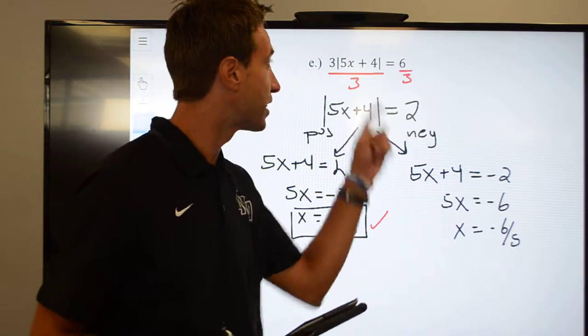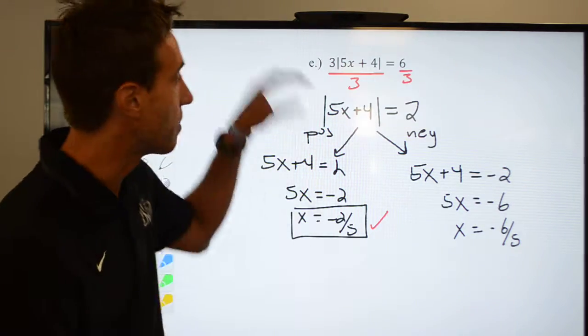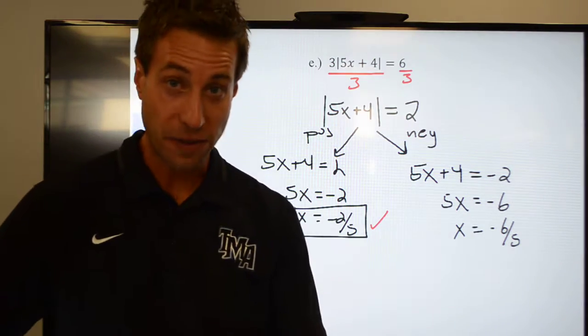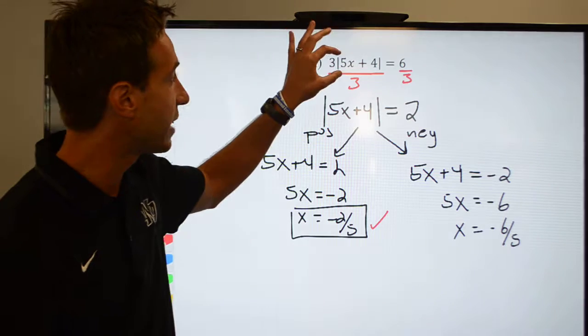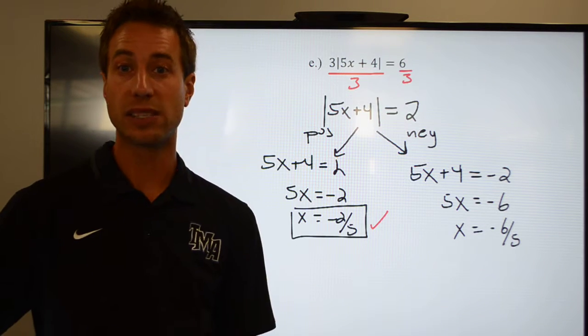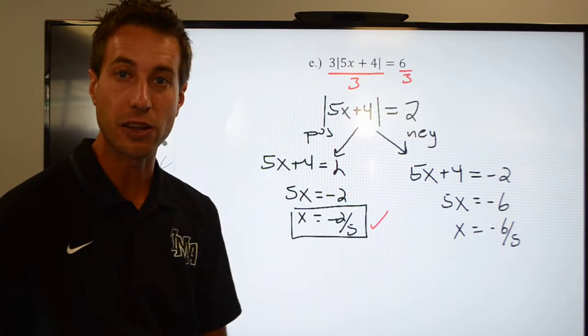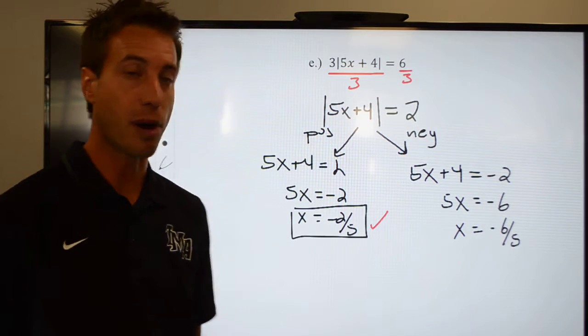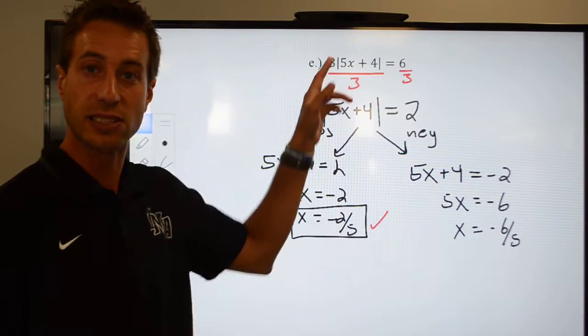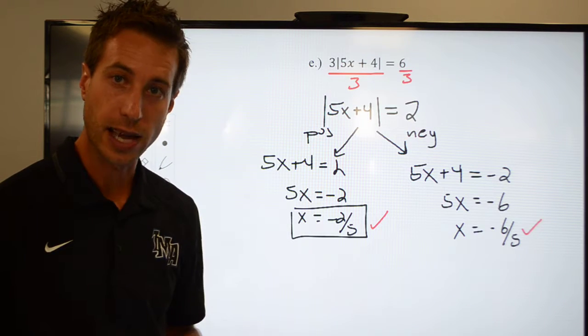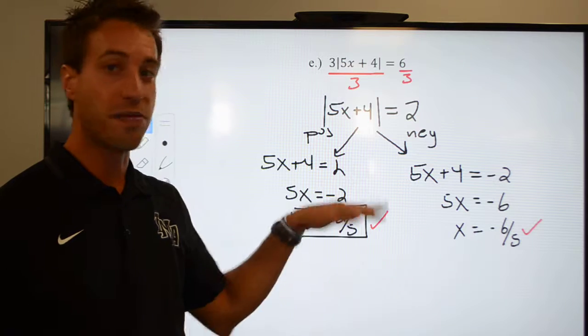We're going to plug a negative 6/5 in for x. I'm multiplying 5 by a negative 6/5. 5's cancel. That leaves me with a negative 6 plus 4. Where does that get you? It gets you a negative 2. Take the absolute value of negative 2. Now you've got yourself a positive 2. 2 times 3 is 6, and 6 is equal to 6. Checks out. That takes care of the problem on this page.